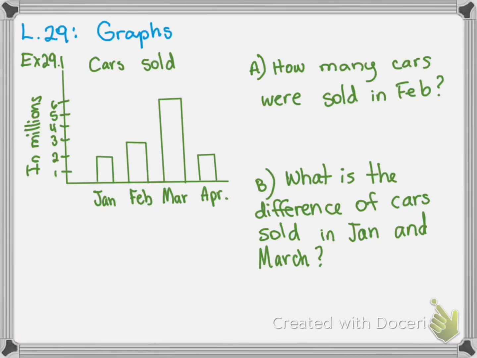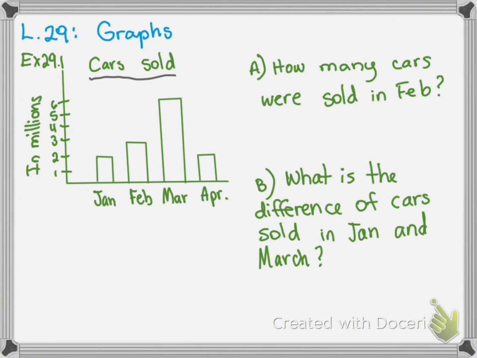Lesson 29, graphs. Graphs are different ways of representing information. And a graph has a title. In this case, in example 29.1, the title is Cars Sold. This example is a bar graph, in this case a vertical bar graph.